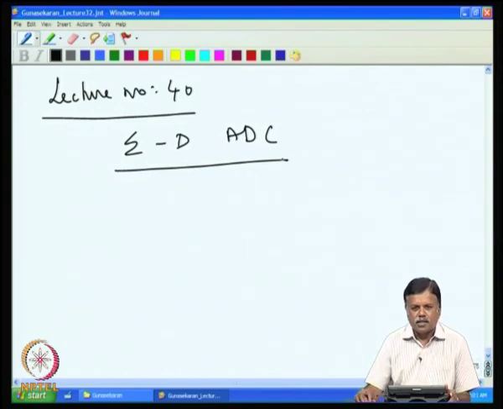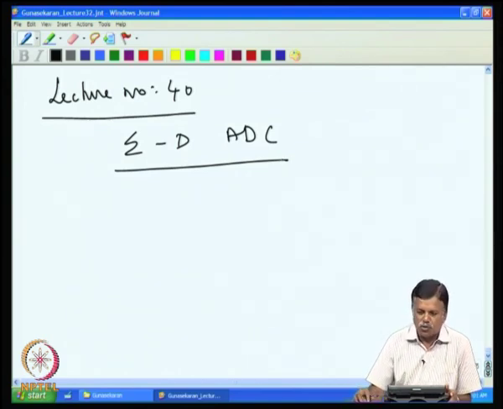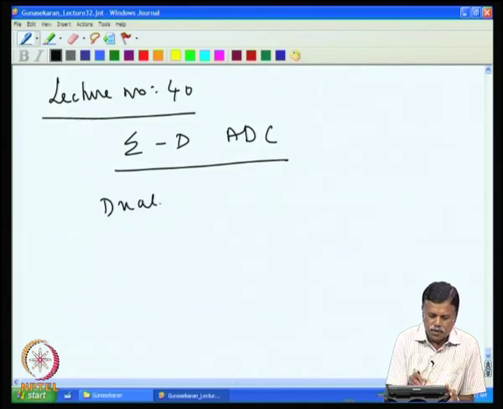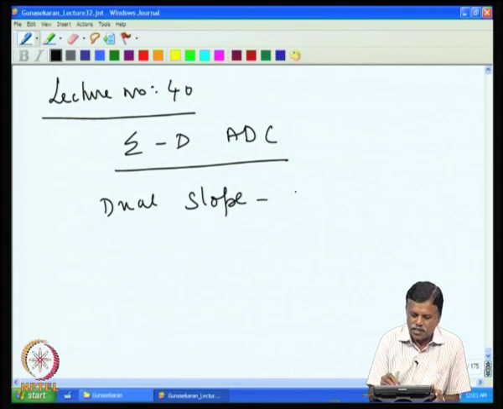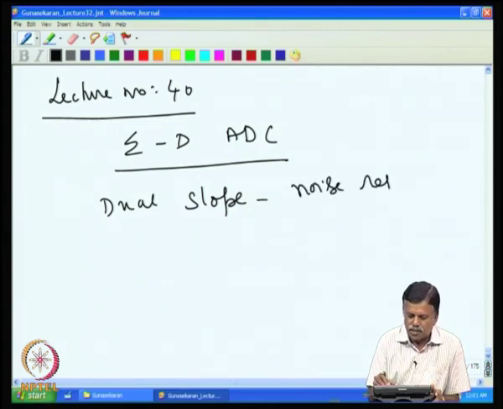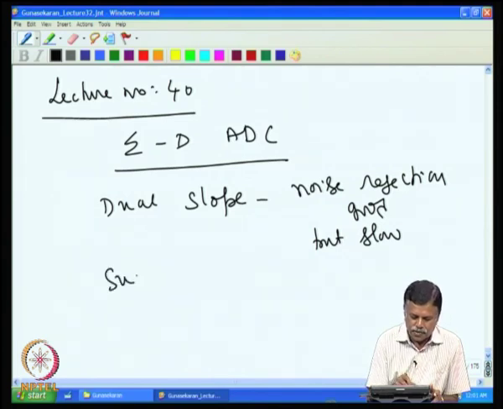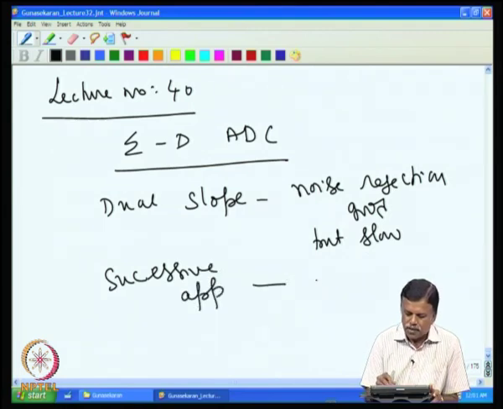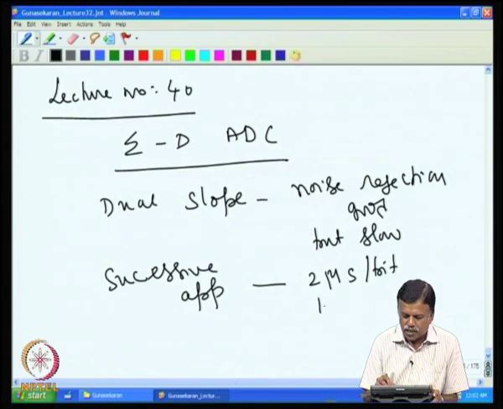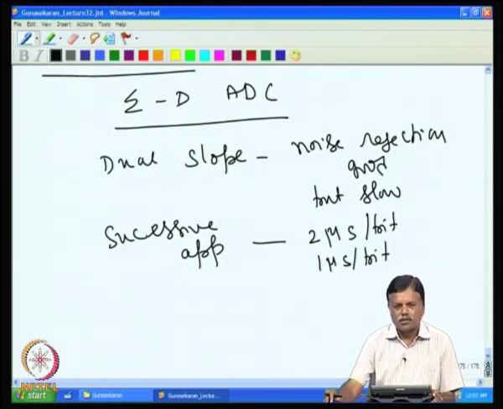Because in the other converters, that is in dual slope, noise rejection is good, but very slow. Noise rejection is the advantage, but slow. In the case of successive approximation ADC, it is a question of around 2 microseconds per bit conversion or 1 microsecond per bit conversion level of time, but then it needs sample and hold and so on.